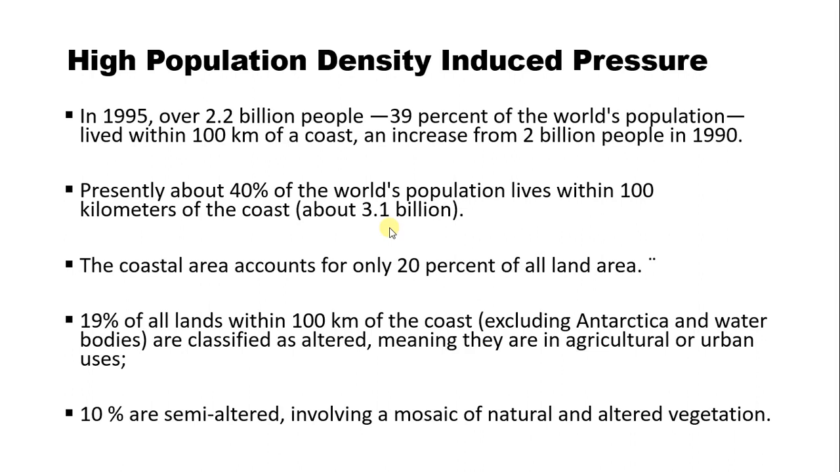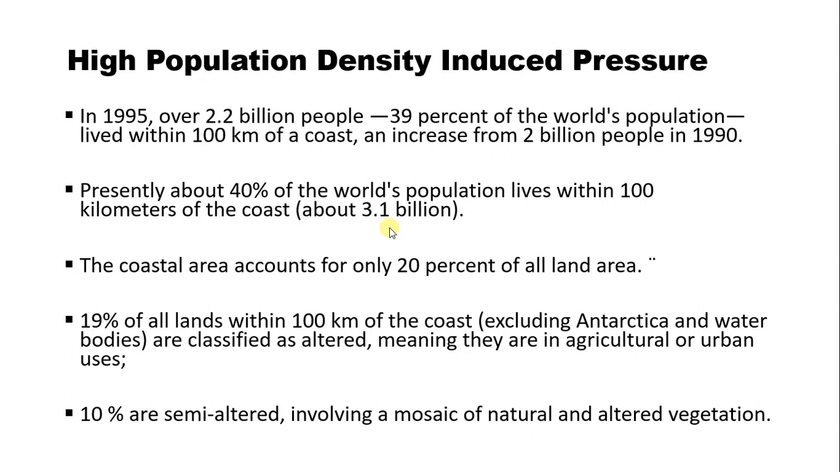And when they congregate like that, they will come with consequent pressure as a result of this high population density. Now, the coastal area accounts for only 20% of all land area. So, inasmuch as it has a low percentage of land, it is having a higher percentage of humans. So what does that translate to? It means a high population density.